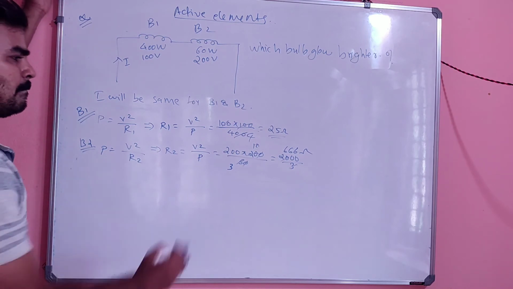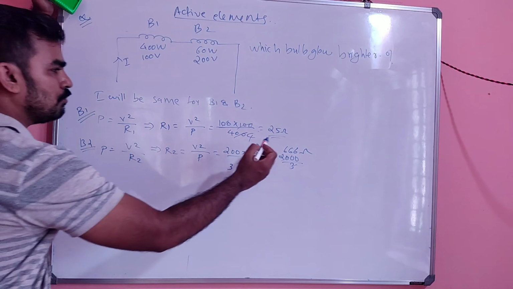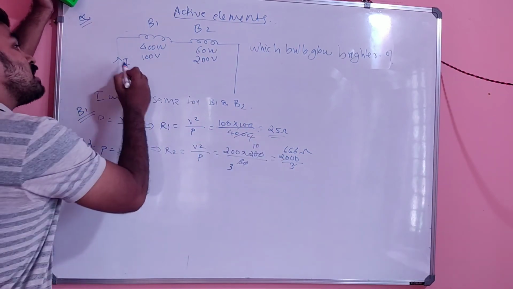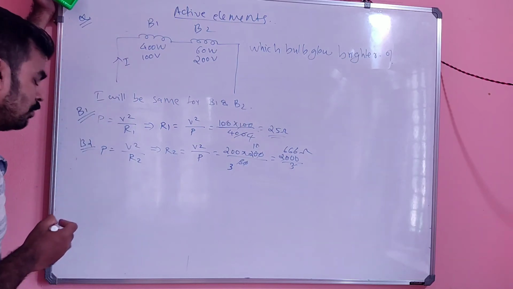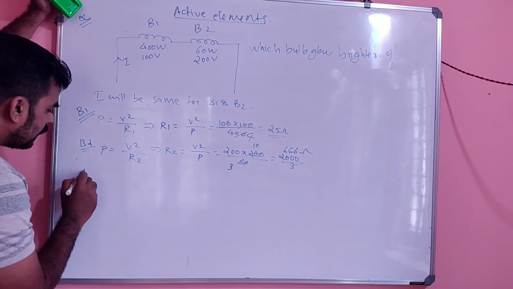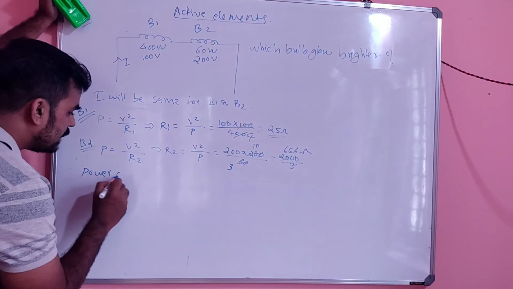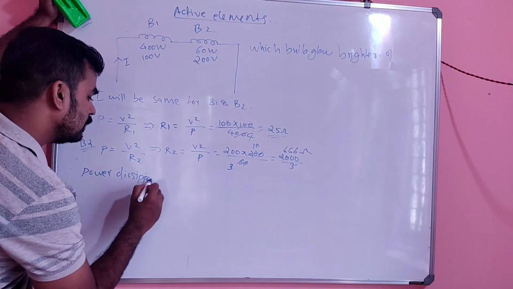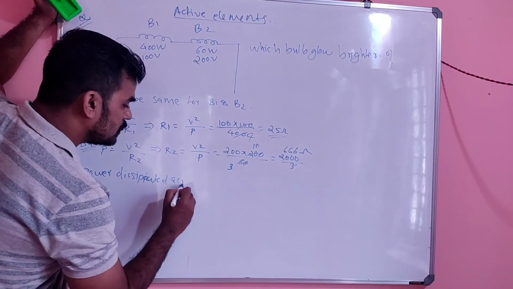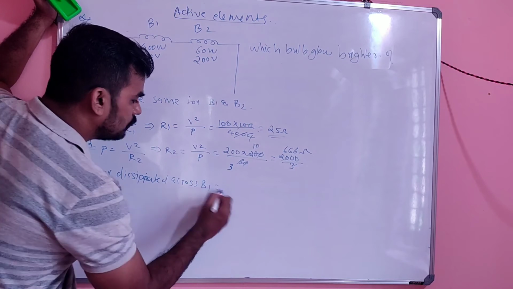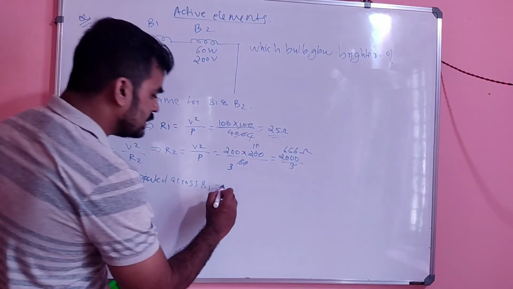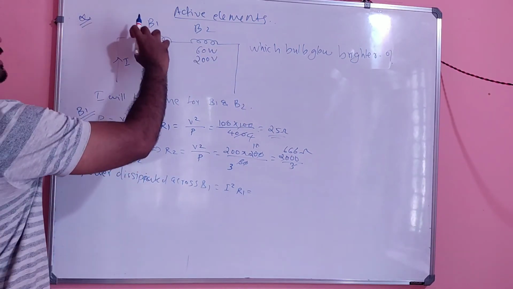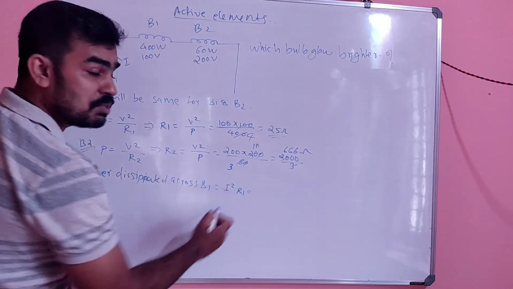So let's see. Now you got the value of R1 and R2. Same current is flowing through the resistor. That's very important. So what will be the power dissipated across B1? It is nothing but I square into R1, right? What is the power dissipated across B1? It is nothing but I square into R1.